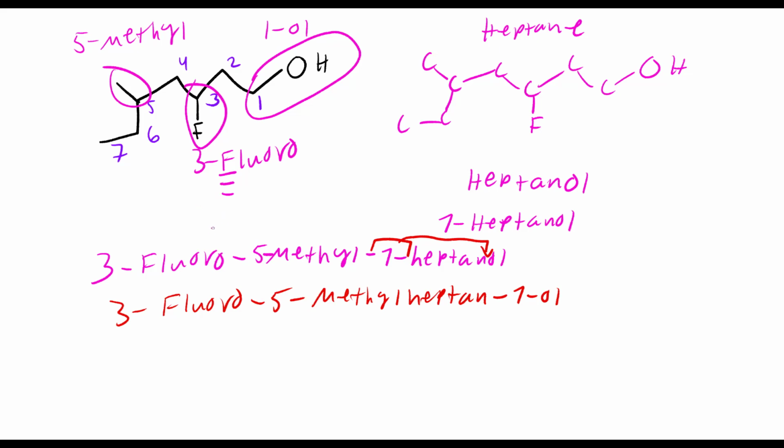3-fluoro, 5-methylheptanol. If we want to actually analyze our answer, this means that we have a heptan. That means it's a 7-carbon molecule. We have an ol. That means that we have an alcohol. Where is this alcohol located? Well, it's located on the first carbon. Okay? We have a methyl, and that methyl group is located on the 5th carbon. And then we have a fluorine, and that fluorine is located on the 3rd carbon.